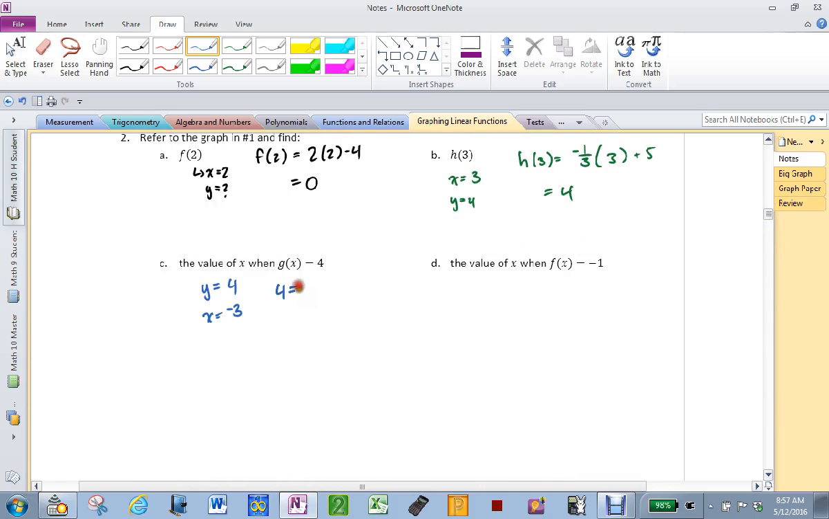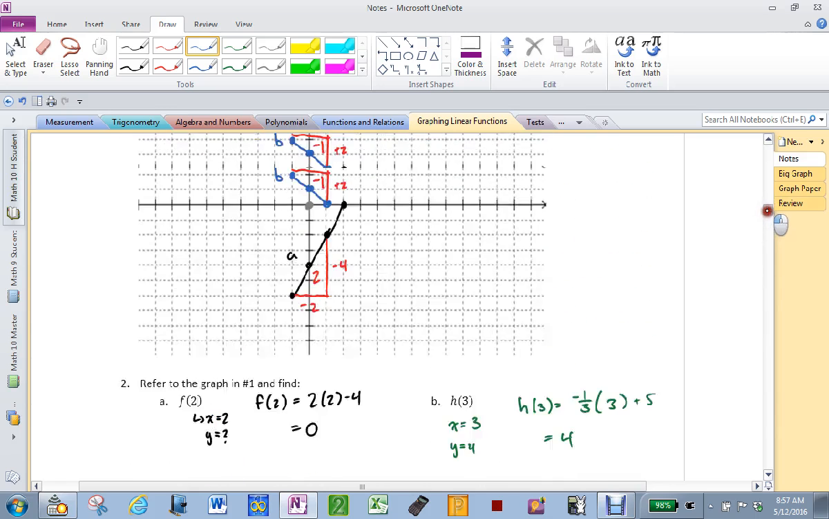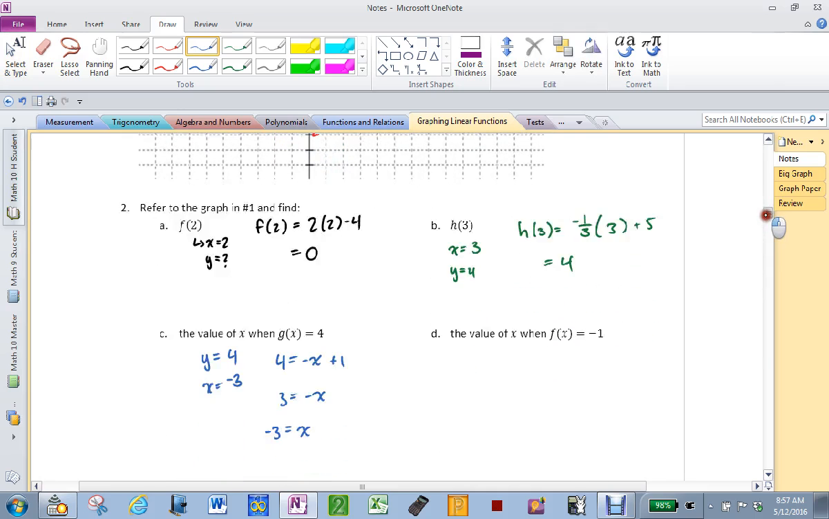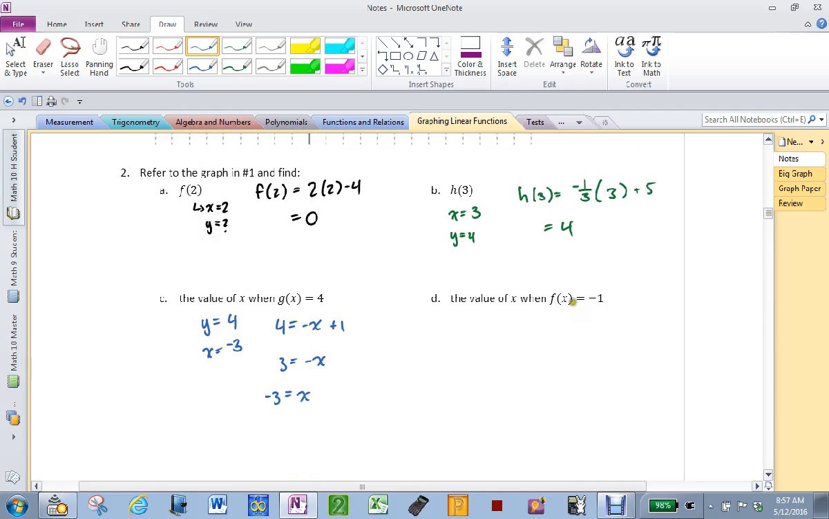So it's 4 equals negative x plus 1, yeah? So solve it. Minus 1 from both sides, 3 equals negative x. I don't want negative x, I want positive x. So it's negative 3. Everybody good with that? And the last one, f of x is negative 1. So that's going to be the 2x minus 4, but I know the f of x, yeah?